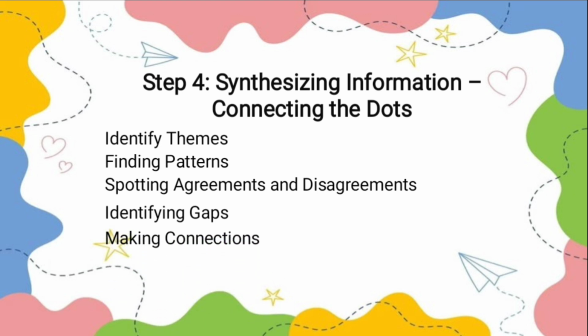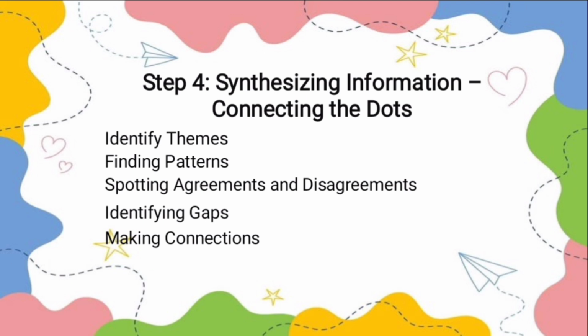Then making connections. How do the different pieces of information relate to each other? Does one finding explain another? Does one theory support another? So this step is important because synthesizing information shows that you understand the research on a deeper level than just summarizing individual articles. It allows you to see the overall state of knowledge on your topic, identify what's well established, and highlight areas where more research is needed. You're not just listing what others have done, you're showing how it all fits together. This leads to a more insightful and valuable literature review.